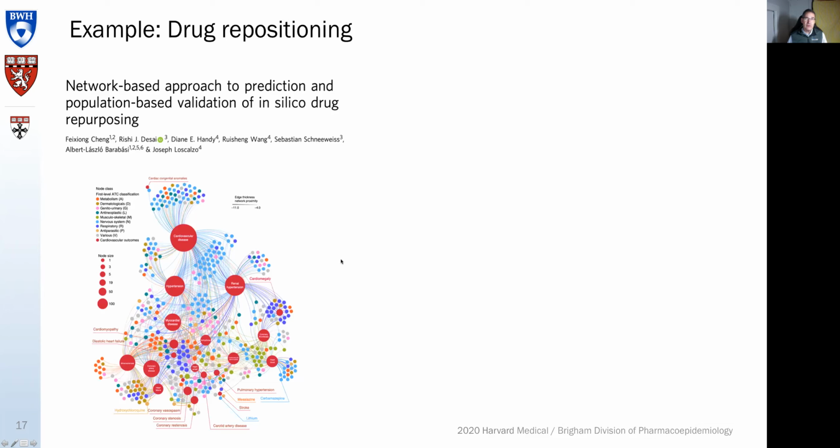Here's another application of real-world evidence, particularly when you have a scalable infrastructure like the software that I showed you, in repurposing exercises, where whatever mechanism you have, and these are network analyses, Giulio Scalzo and Albert Barbarazzi, they are specialists in this.